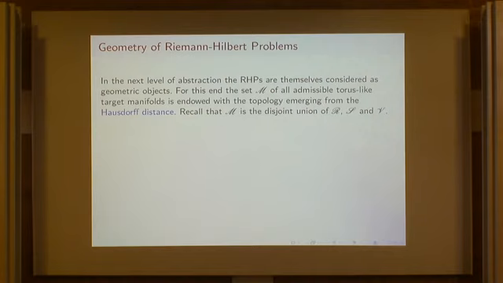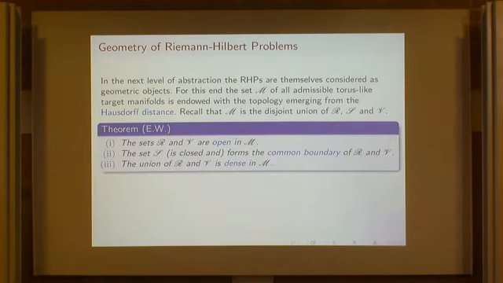We already know that this M is a disjoint union of these three sets: regular, singular, and void problems. What are the topological properties of these sets? It turns out that two of them are open. The set R and the set V are open. The set S is closed, and this is the common boundary of the two sets. And moreover, the union of these open sets, R and V, is dense in all of M.